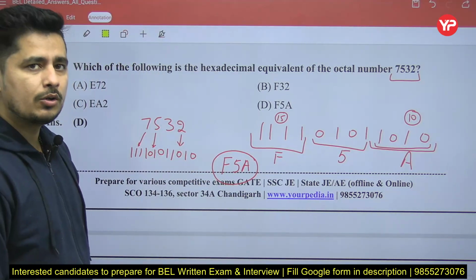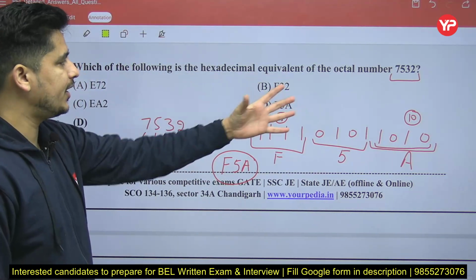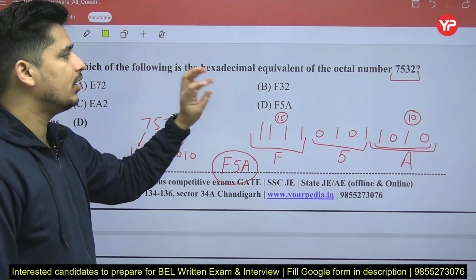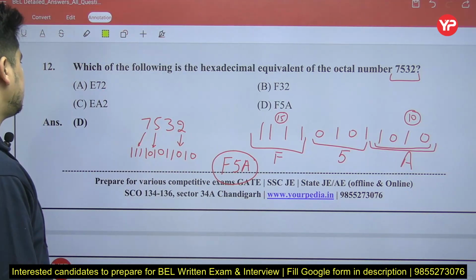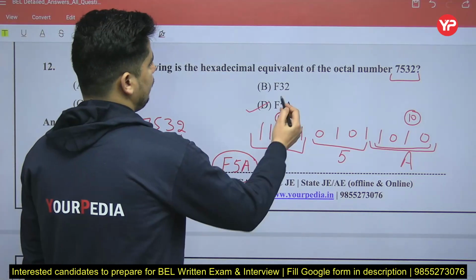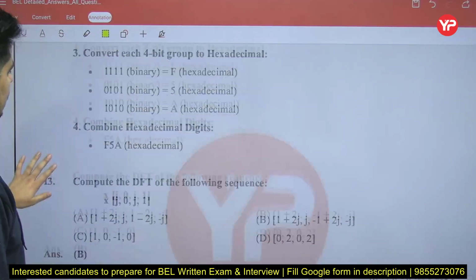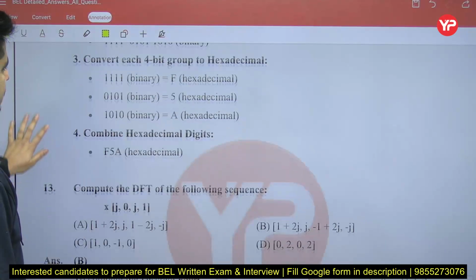If you go through decimal, that will be a long process. You have to convert it and then go back, because this is the easiest way to convert an octal number to a hexadecimal number. So the answer will be F5A. Answer will be D. So this is the complete process I already explained here.